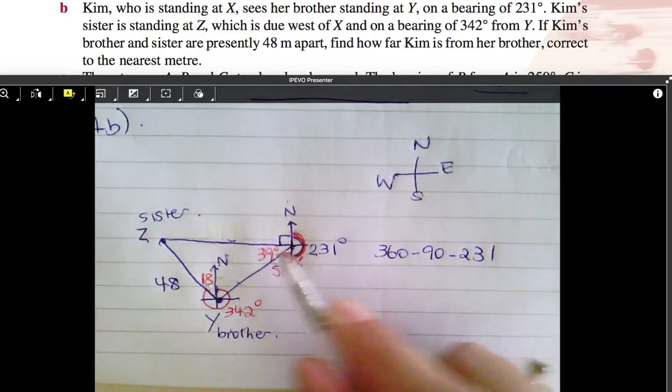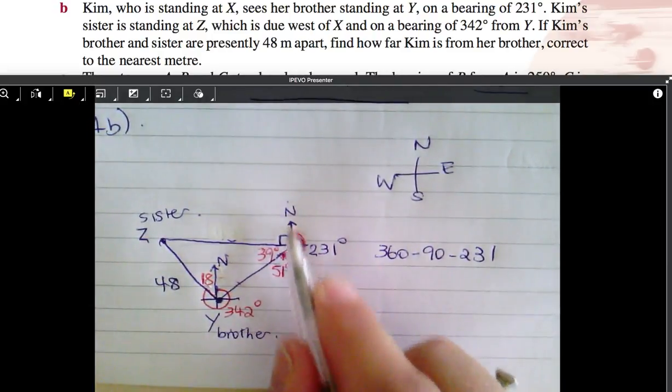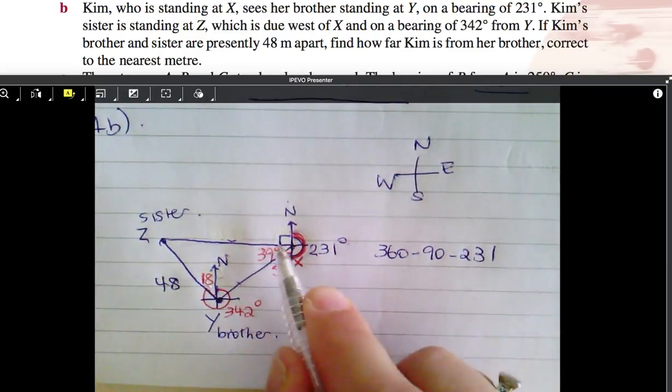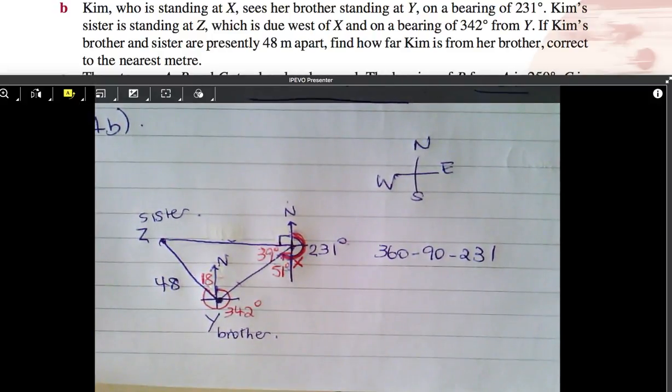You can say that's 231, it's 180 plus 51. Or you can say this is north and that's east-west. Therefore, this is a right angle. That's 39, that's 51. You can do it a few different ways.